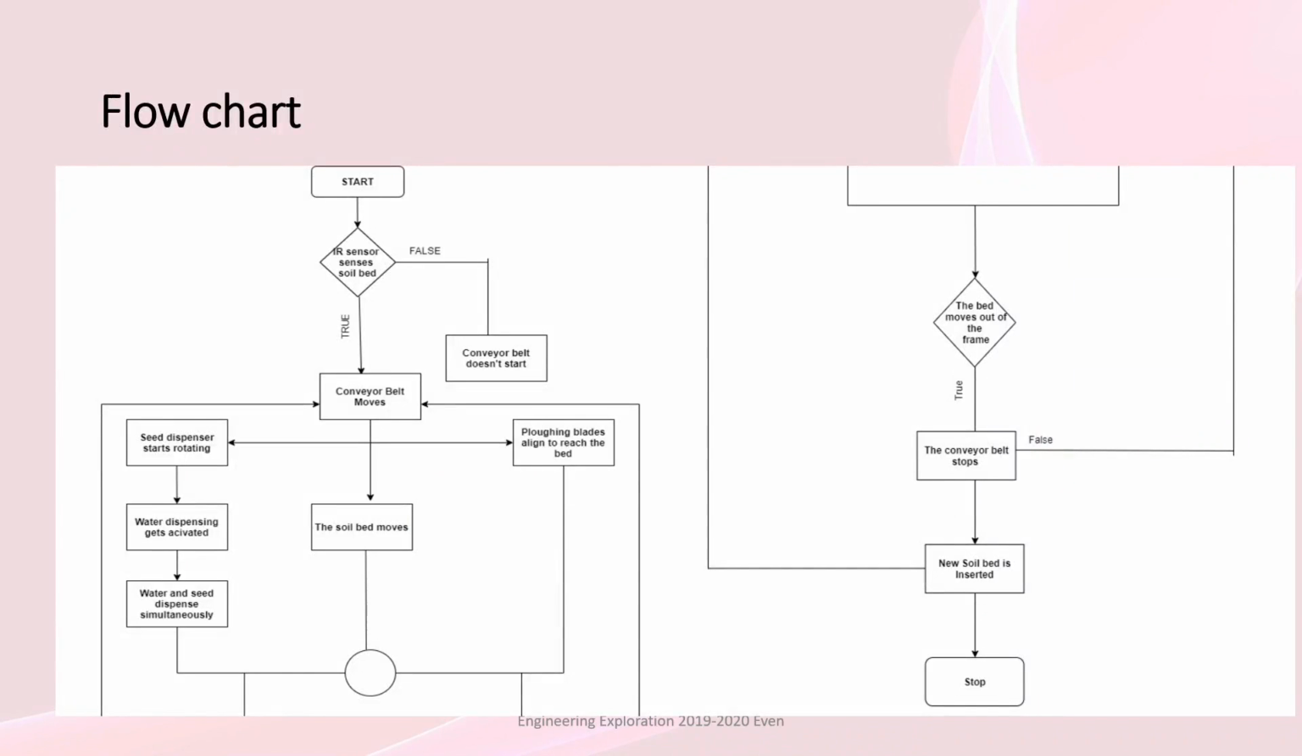Flowchart. Start. IR sensor senses the soil bed. Condition is true. Conveyor belt moves. Condition is false. Conveyor belt does not start. Seed dispenser starts rotating. Plowing blades align to reach the bed. The soil bed moves. Water dispensing gets activated, and water and seed dispense simultaneously.